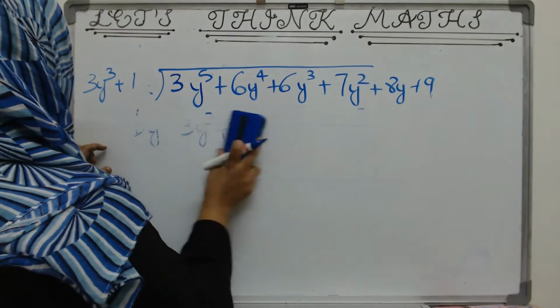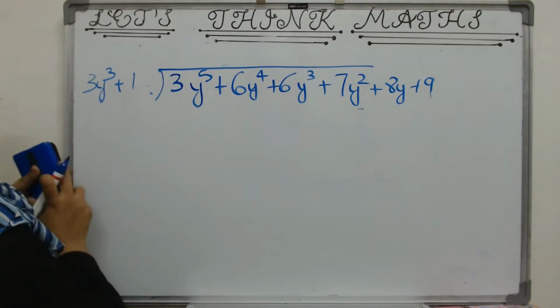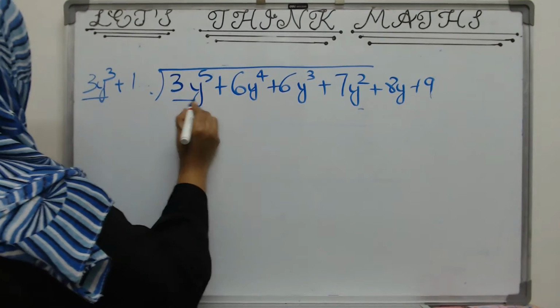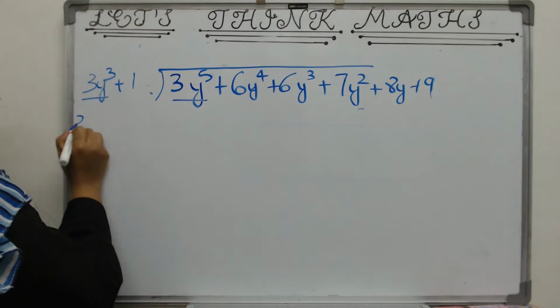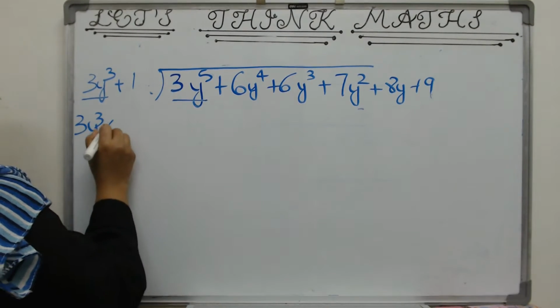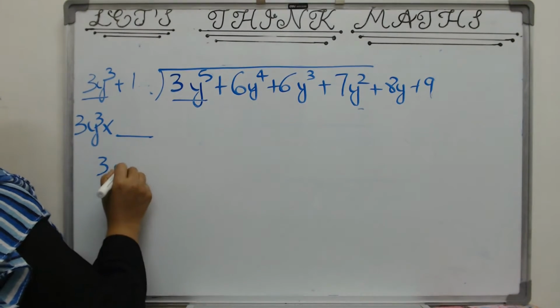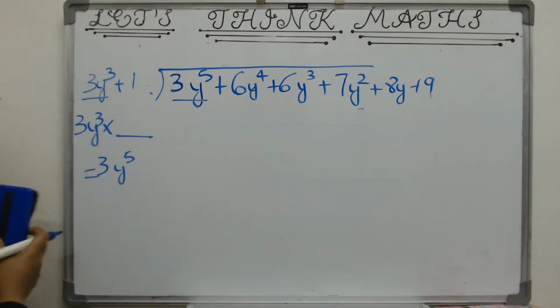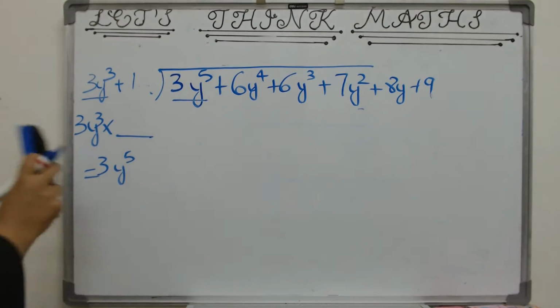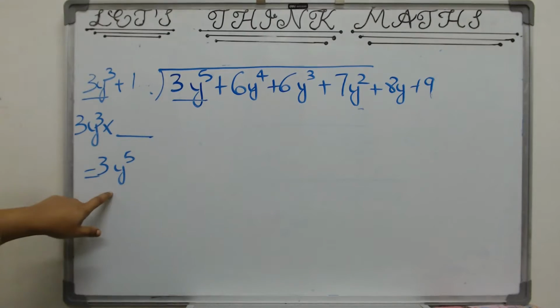Do not worry about any other terms. Just see the first term of both the expressions. What into 3y square will give you 3y raised to 5? So the constant part we are okay, right? 3 and 3. But look at the variable part.